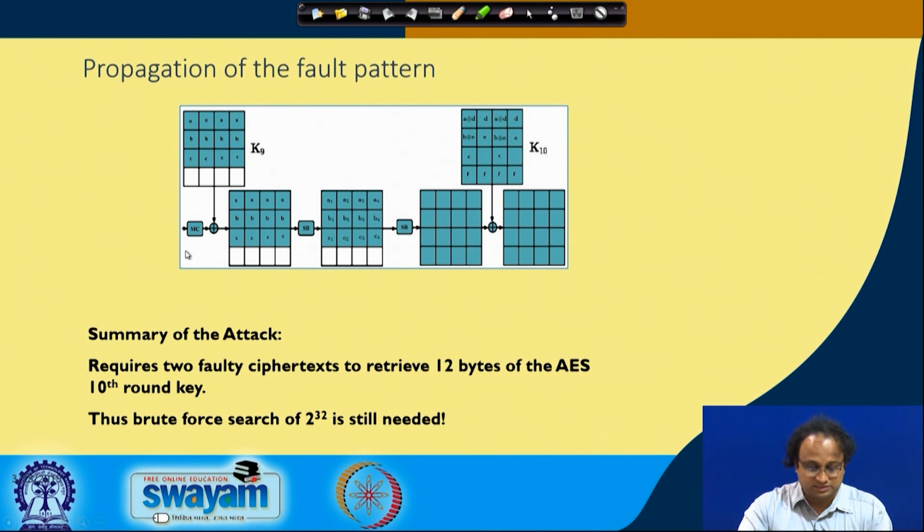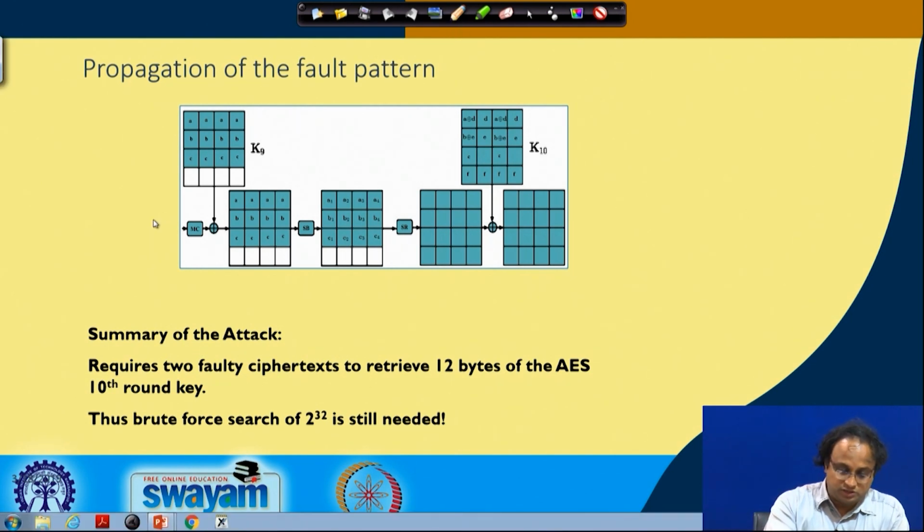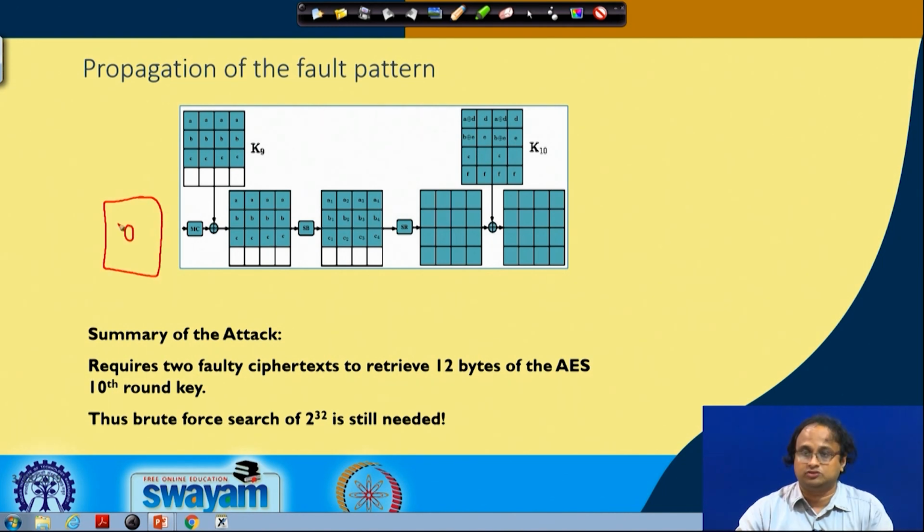Here you can see that this is the normal data path, but remember that the key has now been corrupted. So when we talk about the differential picture, the differential not only involves the data path, but also involves the differential in the key. Because the fault is not in the data path, the differential in the state matrix is 0, because there is no difference. But there is a difference in the key, and that gets manifested in the data path and propagates in the normal way. Finally the 10th round key comes in, and you get a distribution which looks pretty much random in the entire cipher text.